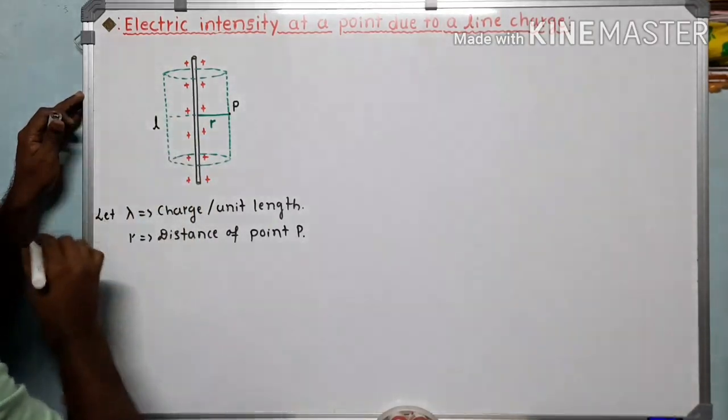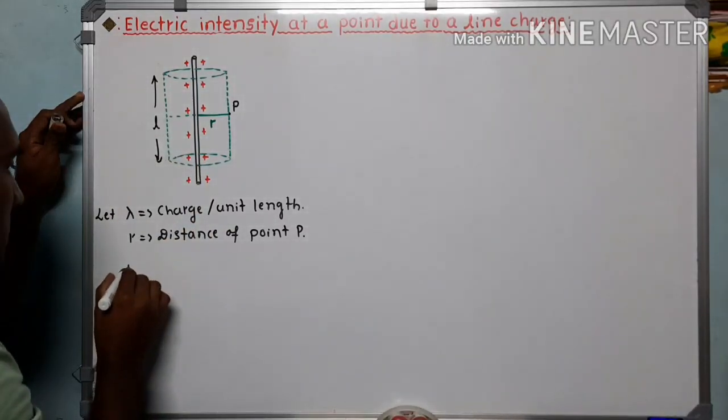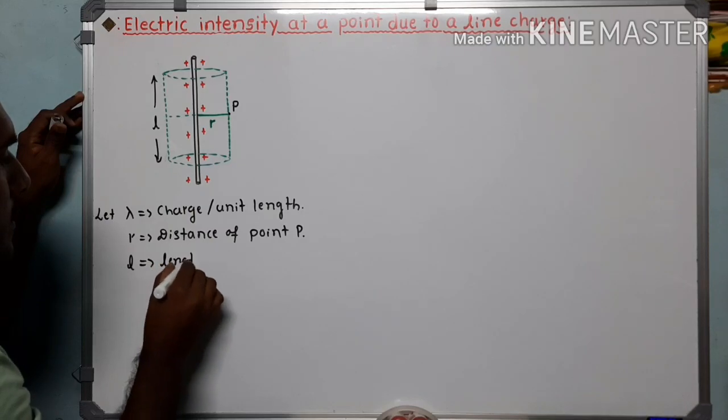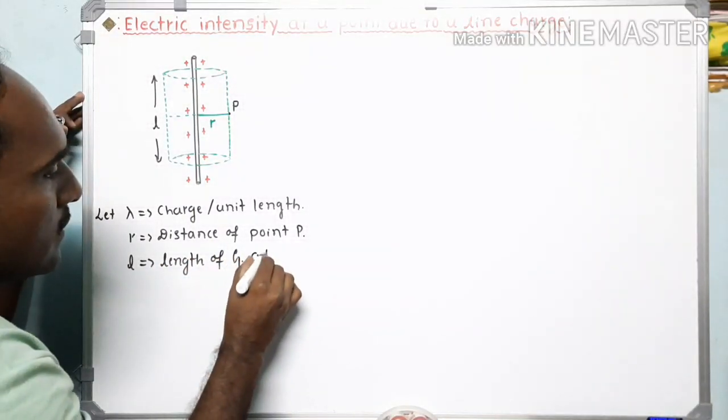Length of this imaginary cylinder. Getting the idea? That is, L means the length of the Gaussian cylinder.